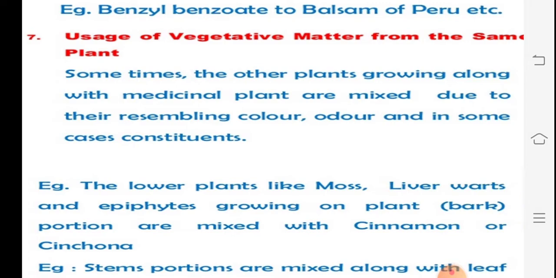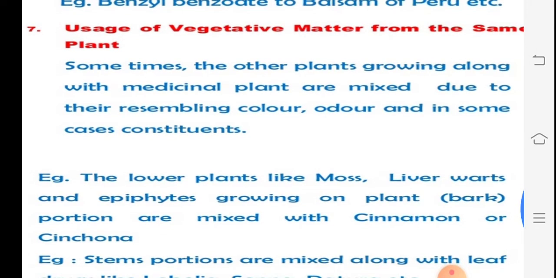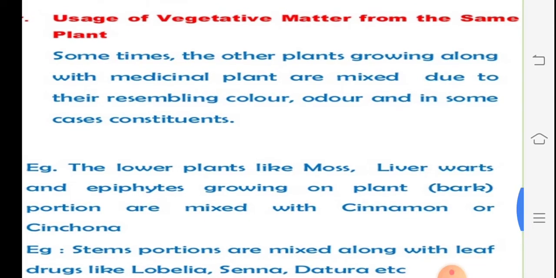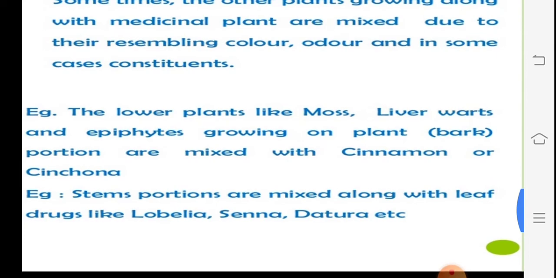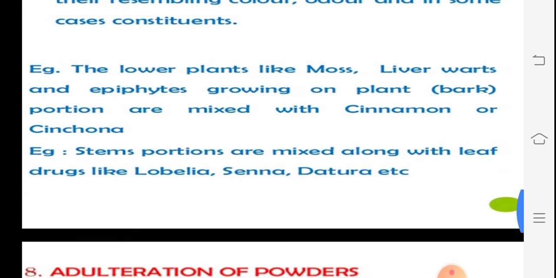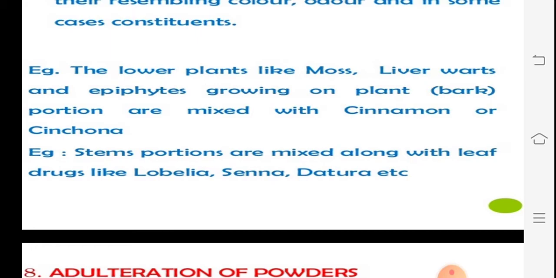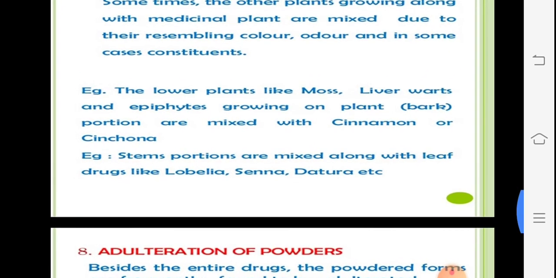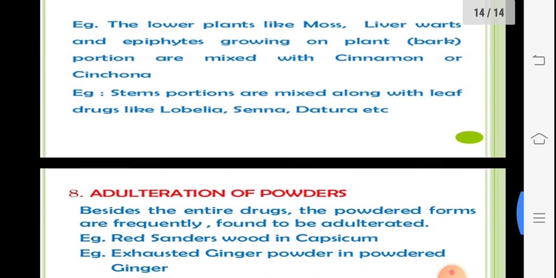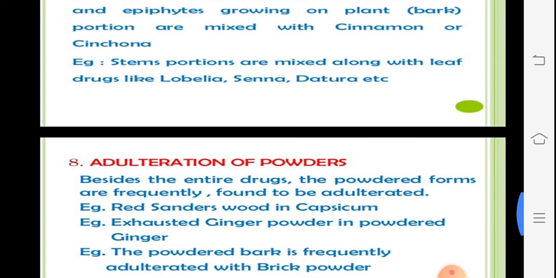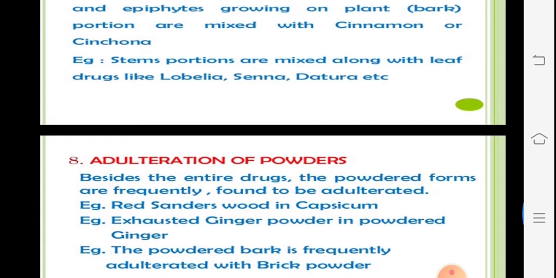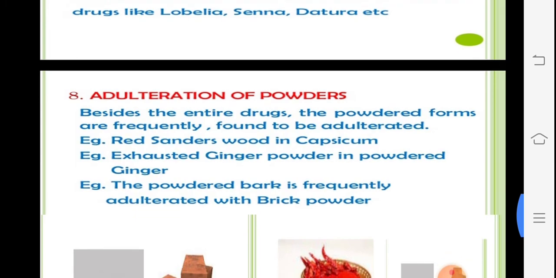Then next, use of vegetative matters. Basically some medicinal properties are there: color, odor, and in some cases constituents. For example, moss, liverworts, bryophytes, epiphytes are added into the cinnamon, dalchini, and its weight increases. We know these are sold by 10 grams, one tola as we say, they sell per tola, right. Then stems, 10 grams. Then secondly, Lobelia leaves or these senna leaves, dhatura, they are added by this one.